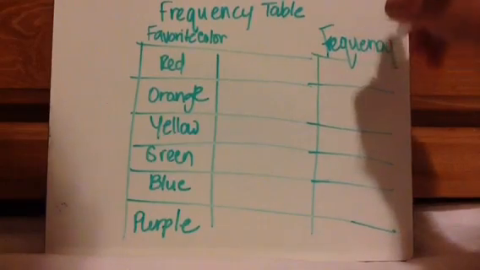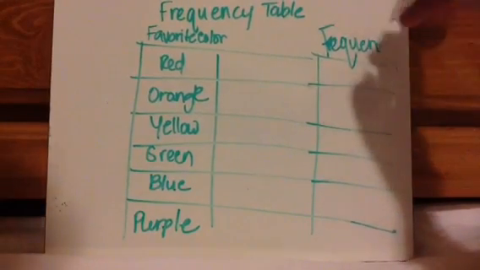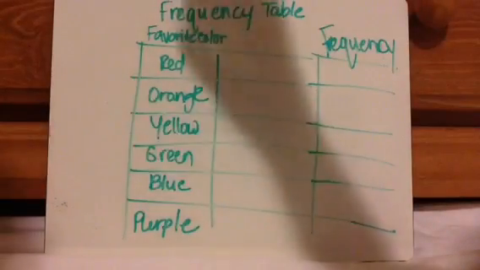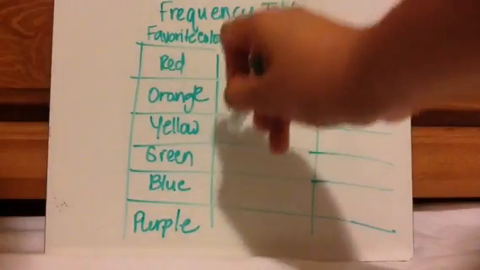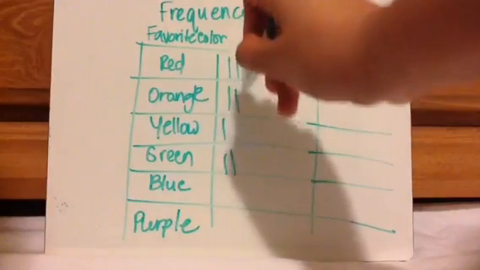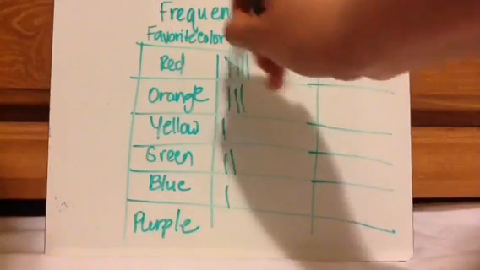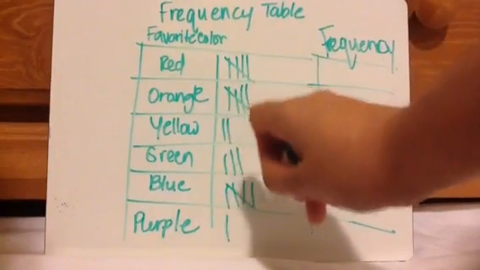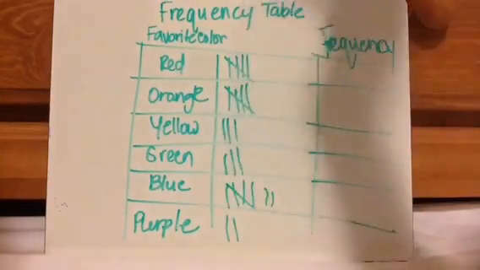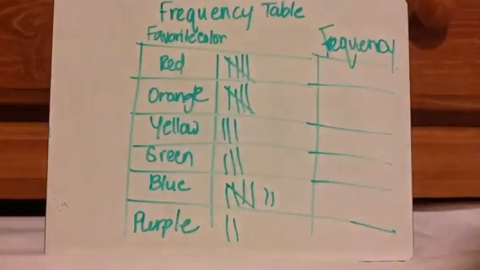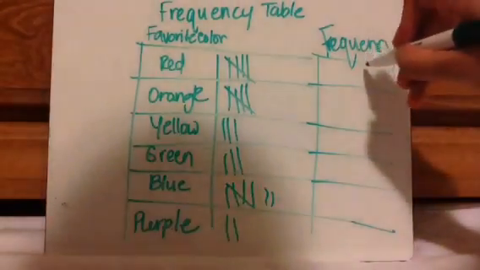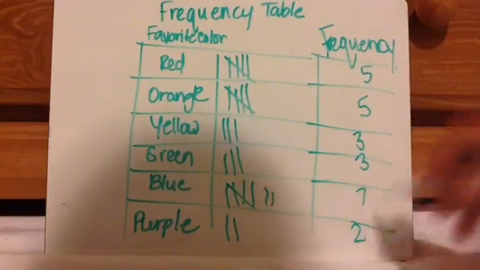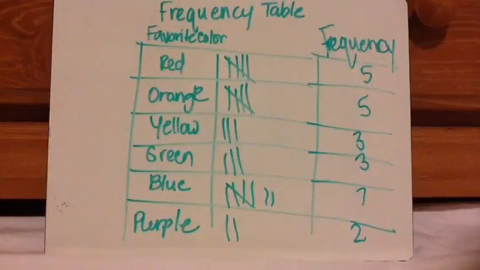So I just put a chart here and it says favorite color, and then students will come by and mark their tally on what their favorite color is. And I'm just making up random data. And then what you do is you just count it and you write that as your frequency. And that's really it. That's all a frequency table is.